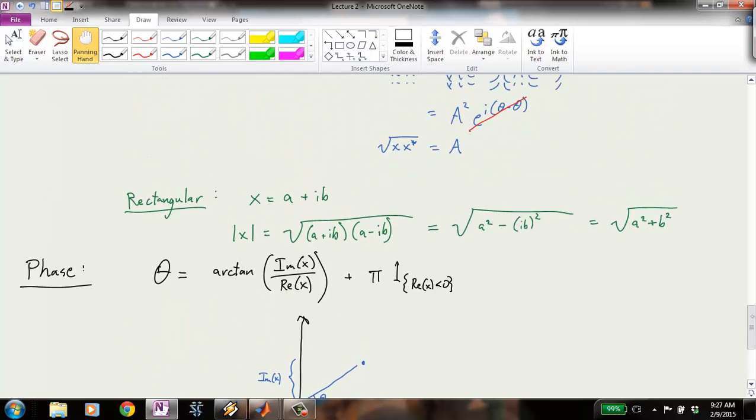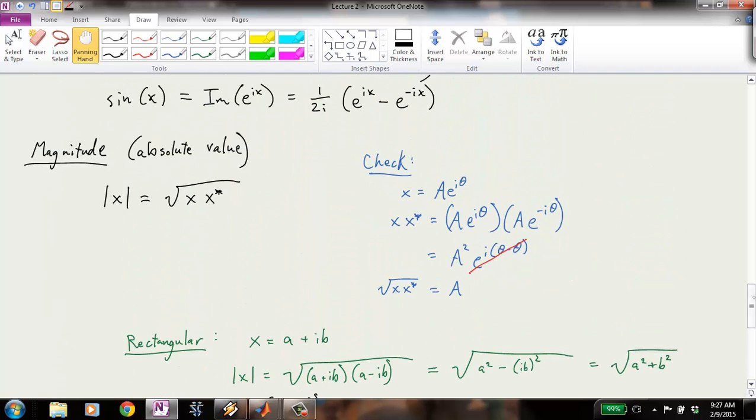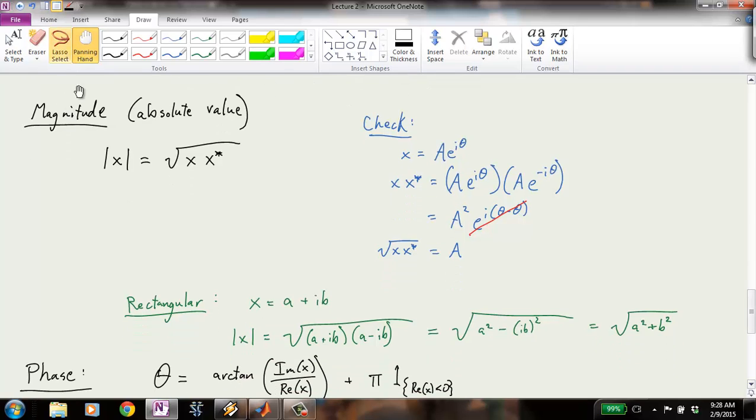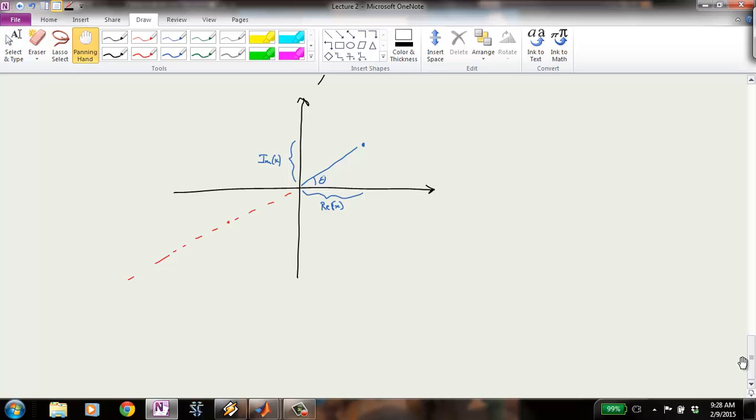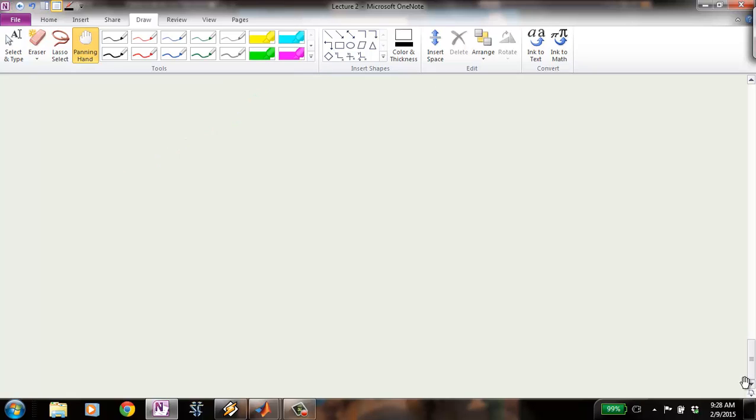So now we actually see how we could convert a number from rectangular coordinates to polar coordinates. We could convert it by just calculating the magnitude and the phase of that number. Once you have the magnitude and phase, you have its representation in polar coordinates. Right? And we have a formula for both now, explicitly. So that's roughly it for complex number review.